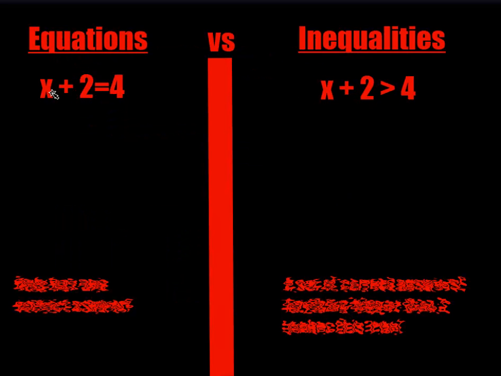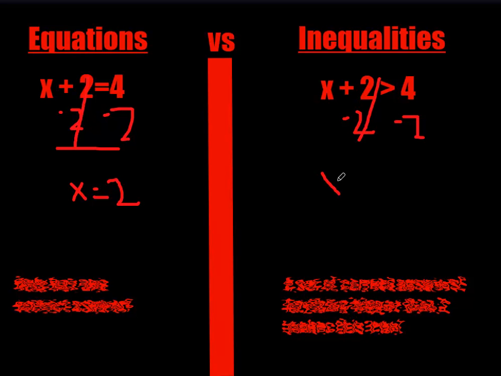So if you have the equation x plus 2 equals 4 versus the inequality x plus 2 is greater than 4, you would solve it the same way by subtracting 2 from both sides. They cancel out, so here x equals 2. Over here do the same thing, minus 2, they cancel out, so x is greater than 2. So these are really the same thing, but the difference comes in how you interpret the answer.